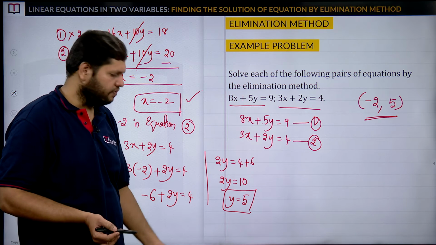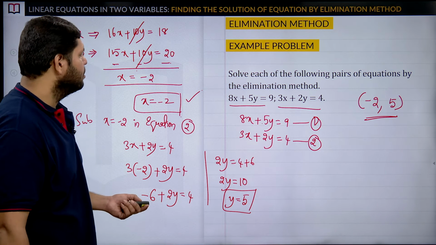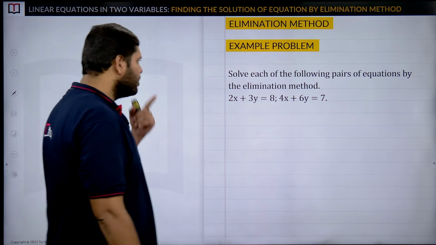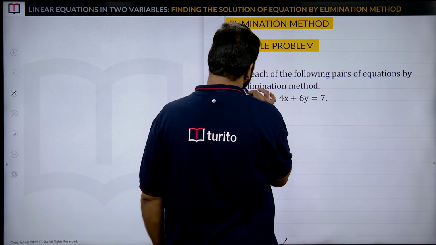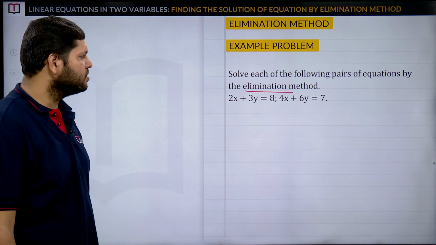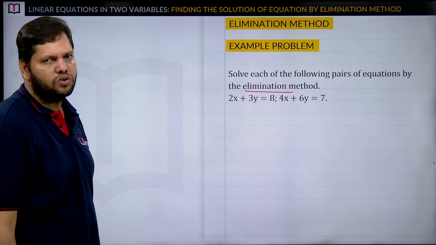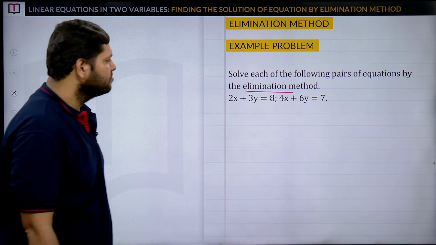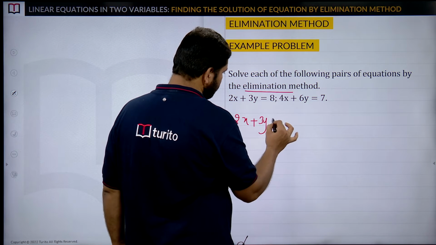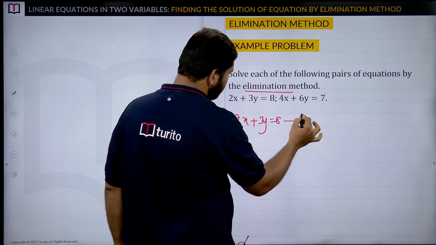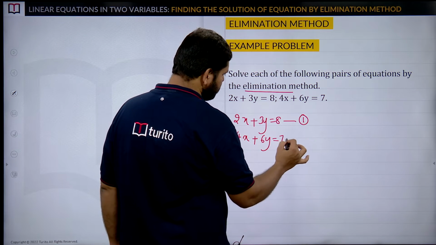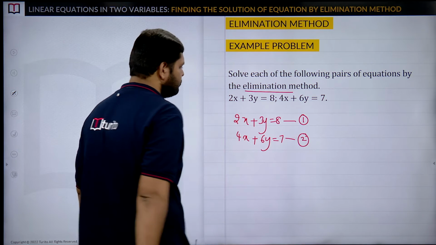Okay, fine. So children, let us see another question, the same pattern. Okay, children, look at another question. Solve the pair of equations, again by the elimination method: 2x plus 3y is equal to 8 and 4x plus 6y is equal to 7. Children, first take the given equation 2x plus 3y is equal to 8 as equation 1. And the second equation, 4x plus 6y is equal to 7, take as equation 2.